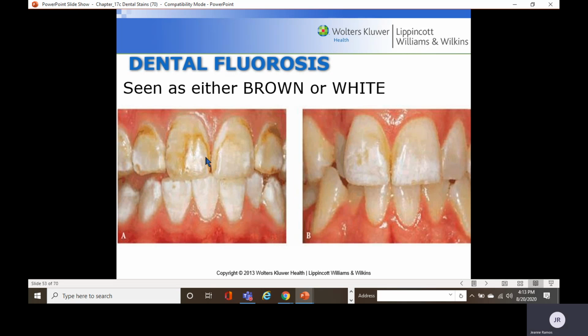It would be called mottled enamel because it's brown and white and yellowish. Really whitish specks can be, if you look at someone's teeth like that, they probably grew up in an area of the country that had too much fluoride in their water.